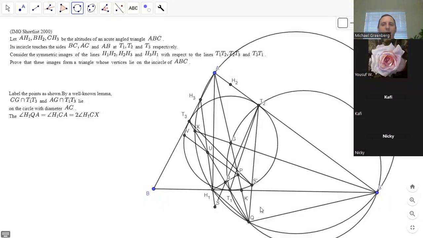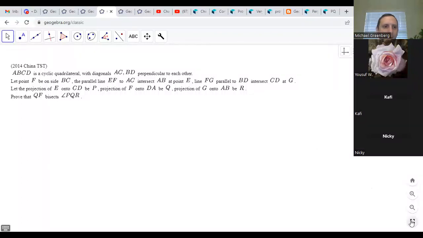All right, you want to just move on to the next problem? I feel like we've spent a while on this one. Yes. Okay. This one I think might be a little easier.